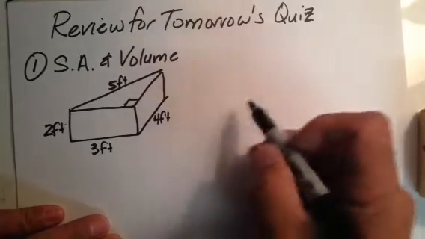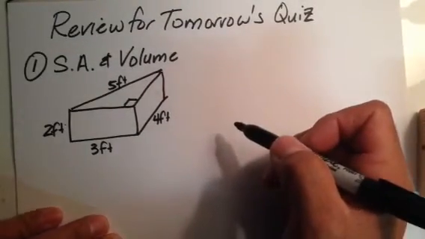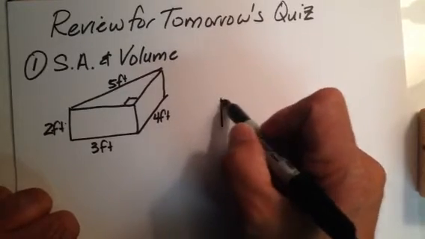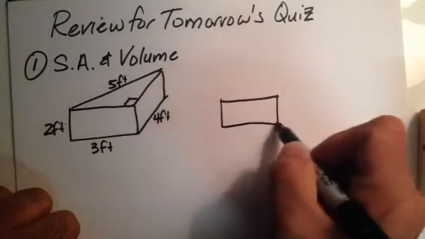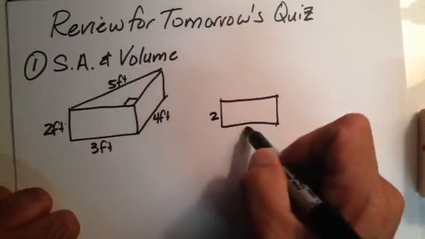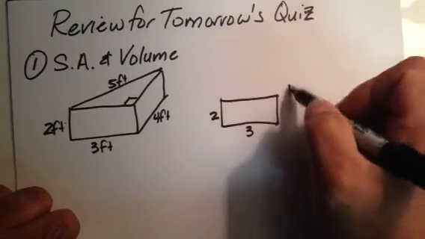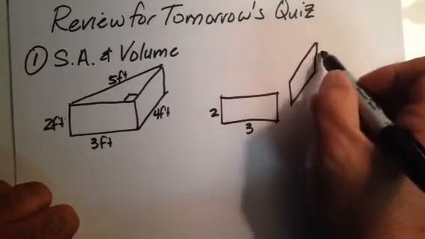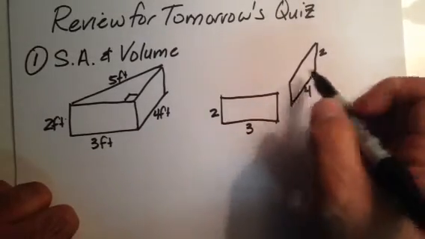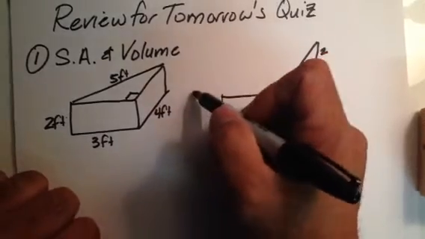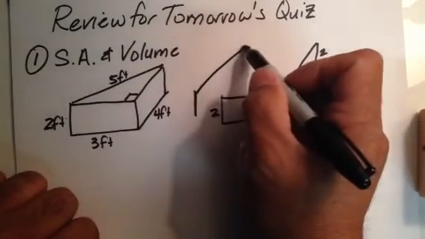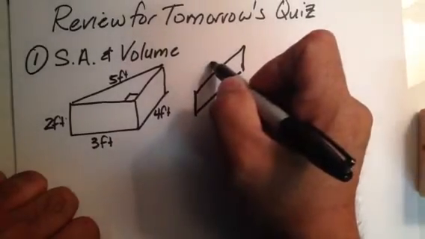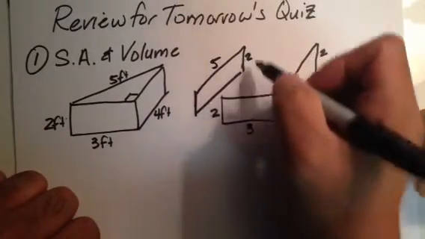So if we're doing surface area and we wanted to break this up into its individual 5 faces, you're going to notice that the front is a rectangle, which has dimensions 2 feet by 3 feet. The right side is also a rectangle, which has dimensions 2 feet by 4 feet. The left side, which is at a diagonal, is a rectangle that has dimensions 5 feet by 2 feet.